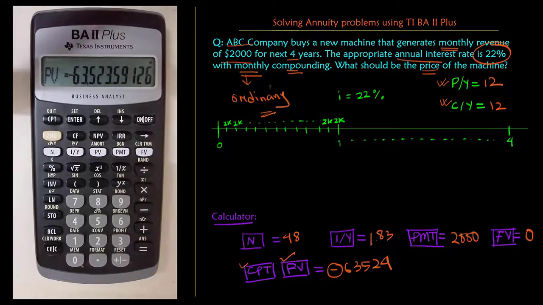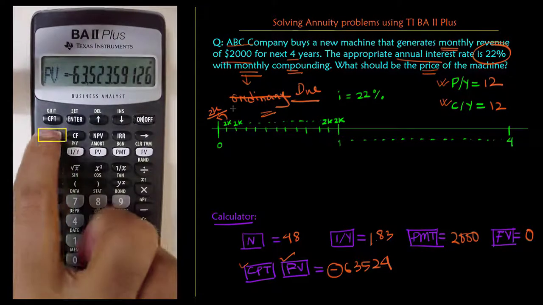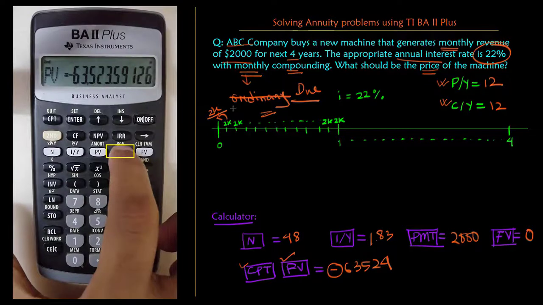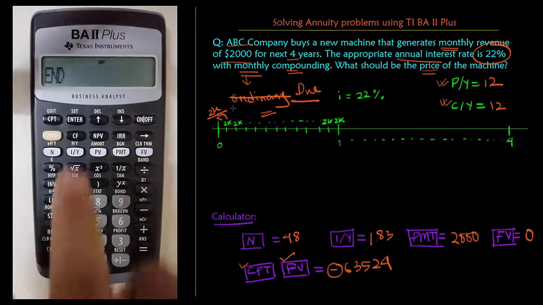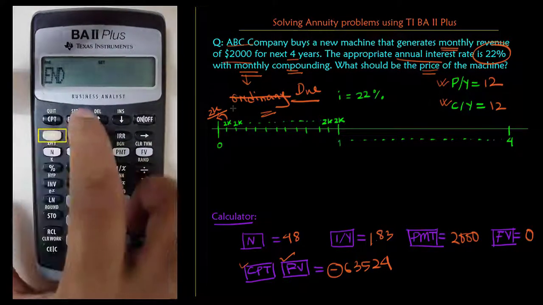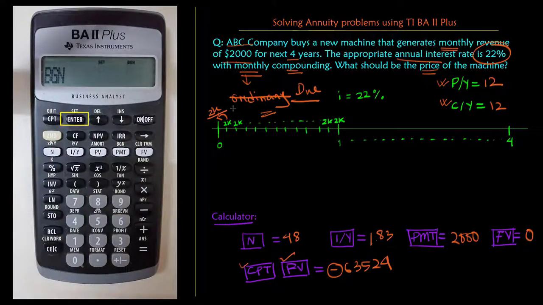Alright, then let's change this problem a little bit. Let's say instead of ordinary annuity, it was annuity due. So the payments were made at the beginning of each month. Here, then how would you solve this problem? Well, to do this, first press the second button, then press the payment button, and from this menu change it to beginning. Now your calculator is set to work with annuity due.